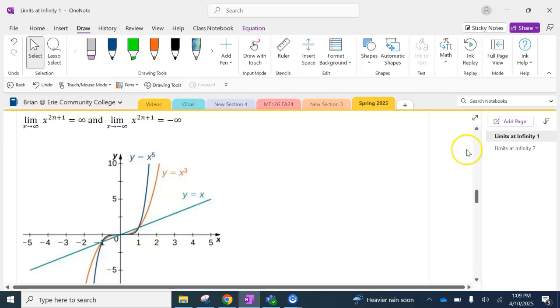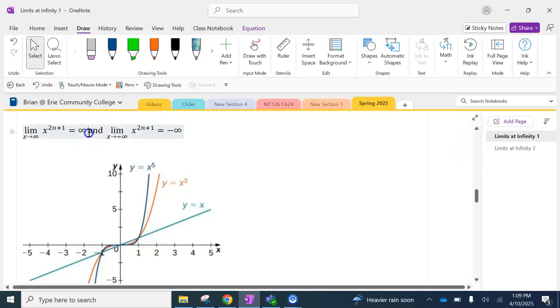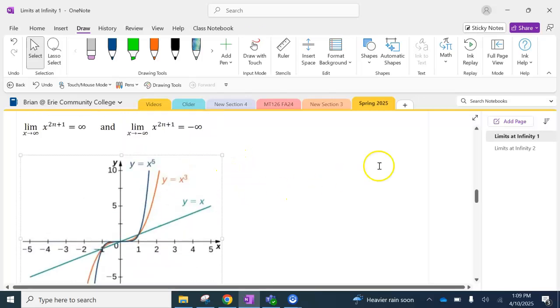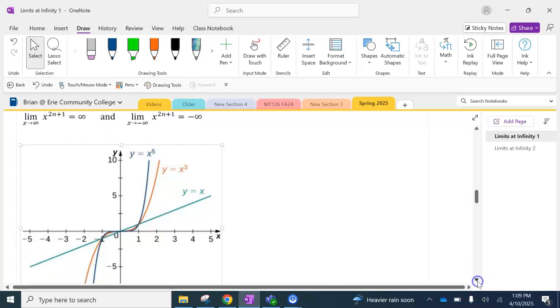Similar but slightly different for odd powers. My spacing got a little bit messed up here, so I'm just going to fix that. We know what the graph of an odd power function looks like. Thinking about x to the third or x to the fifth, x to the seventh, and so on. They go down to the left, up to the right.